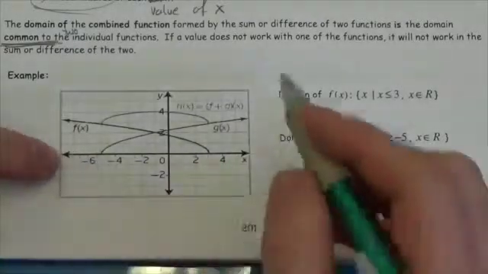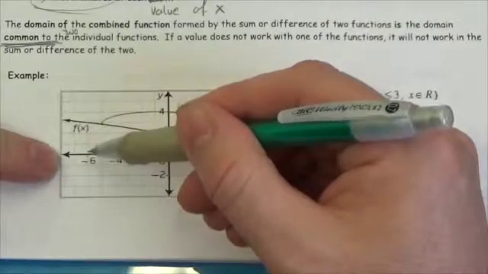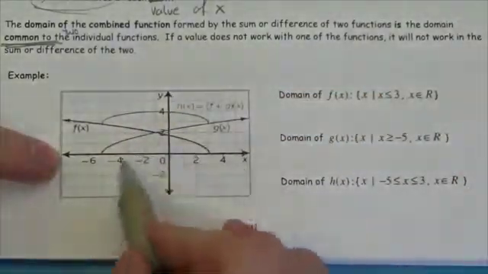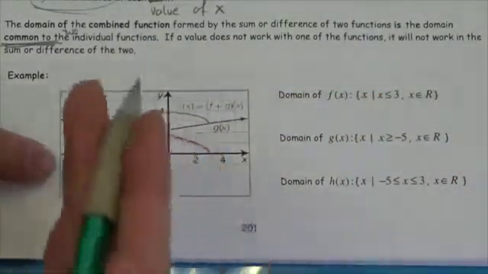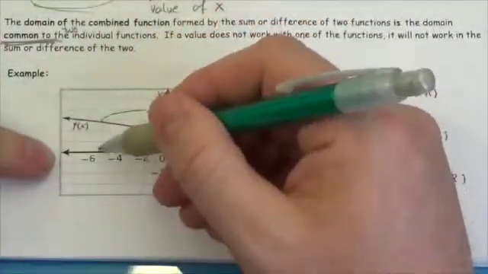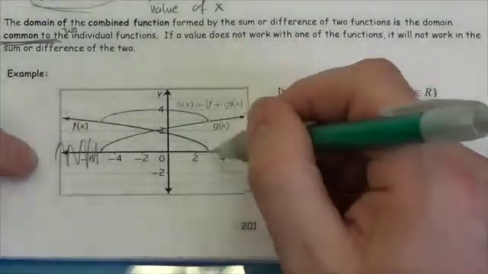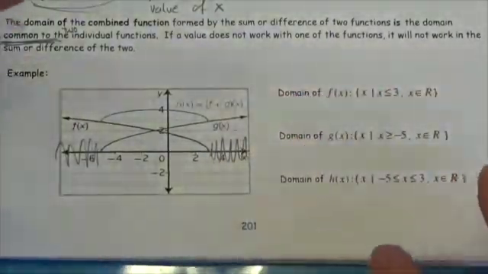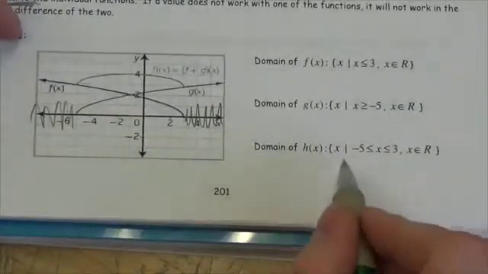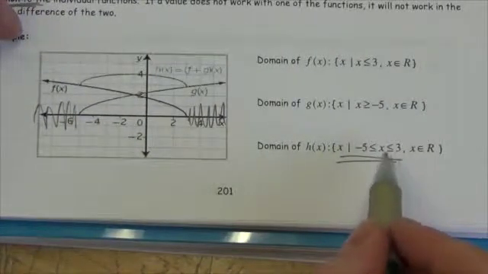It doesn't exist beyond here. I can't add these two functions together here at negative 6 because I don't have g. G doesn't even exist over here. Remember, this is just vertical lines. We're adding along the vertical lines. So this part of the domain doesn't exist, and neither does this part right here. So the domain which is common to both of those is going to be this domain here. Negative 5 is less than or equal to x, less than or equal to 3.